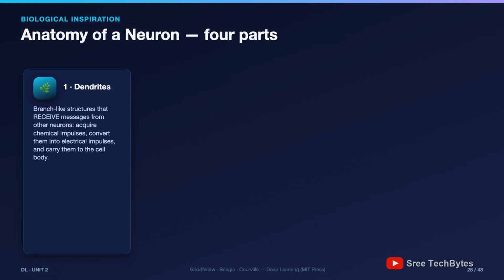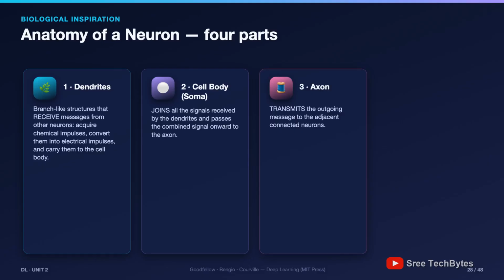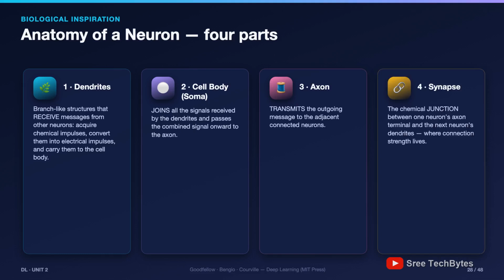1. The dendrites, branch-like structures that receive messages from other neurons, converting chemical impulses into electrical ones and carrying them inward. 2. The cell body, the soma. It joins all the incoming signals from the dendrites into one combined signal. 3. The axon, the output cable. It transmits the outgoing message to the next neurons. And 4. The synapse, the junction between one neuron's axon and the next one's dendrites. This is where connection strength lives, where learning physically happens. The signal path: dendrites, soma, axon, synapse. Hold these 4 in mind. The mapping to their artificial versions is a classic exam question, and it's coming right up.